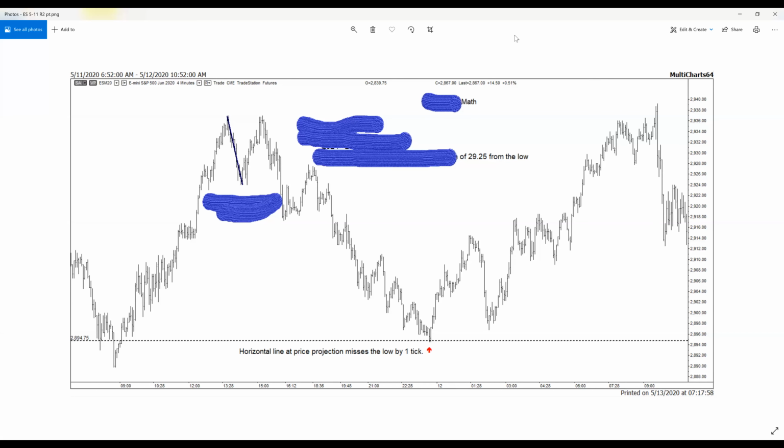Now our calculation converts the swing to either price or time. So the prior chart of this swing gave you the time projections. Now this chart is showing you the price projection. So the measured swing marked by the trend line from that high to low gives us a price projection at 28.94.75. And you can see the low of the day came in and missed that projection by one tick.